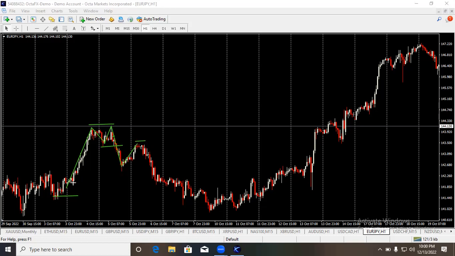Your take profit is around this place, and your stop loss is here. Then down you go, and you can see the market gives us a pull down and smashes our TP.